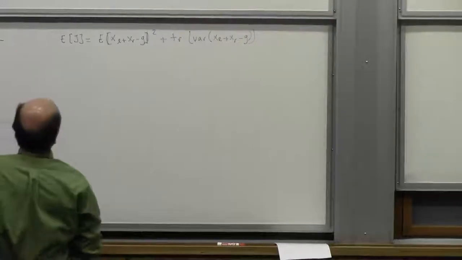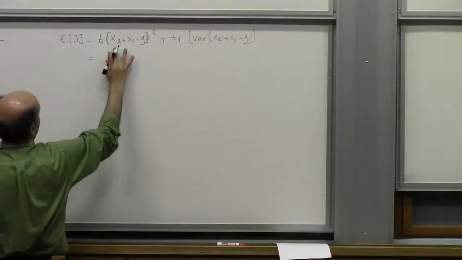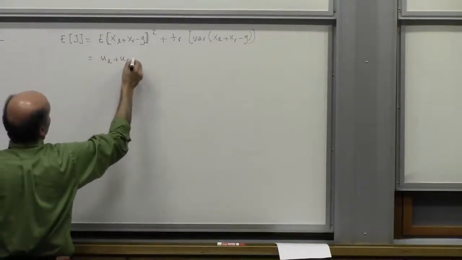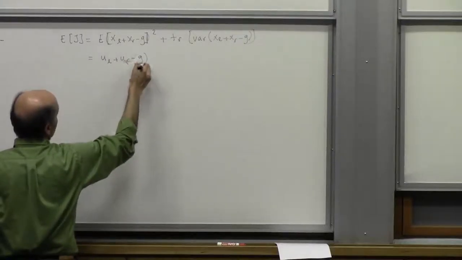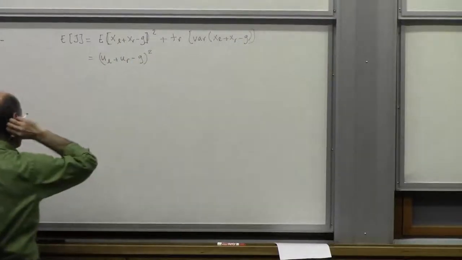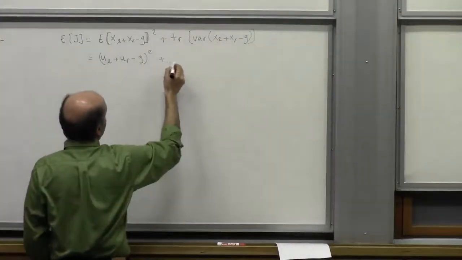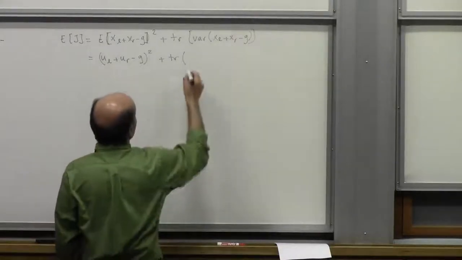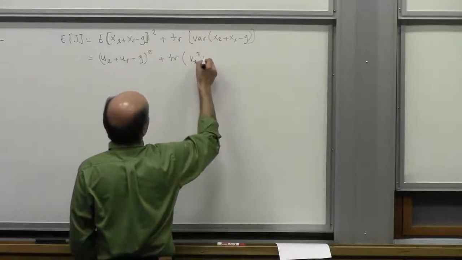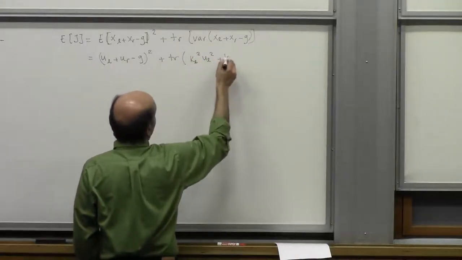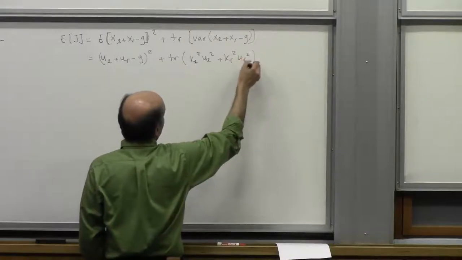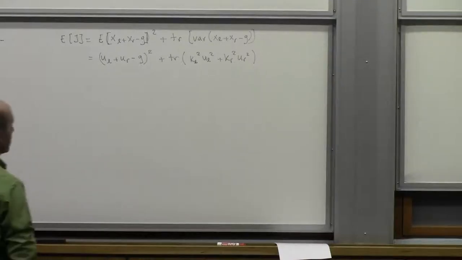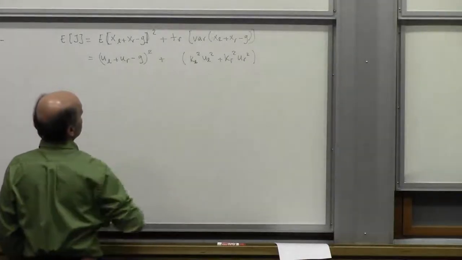What is XL and XR? These are our random variables. So the expected value of this is going to be UL plus UR minus G squared. And then the second term here is going to be trace variance of this. Variance of XL is going to be KL squared UL squared. Variance of XR, KR squared. And trace here is meaningless because it's a scalar variable. So I'm just going to get rid of these.